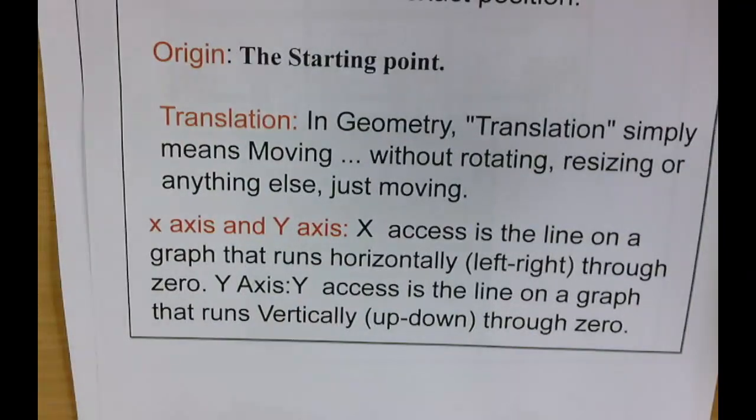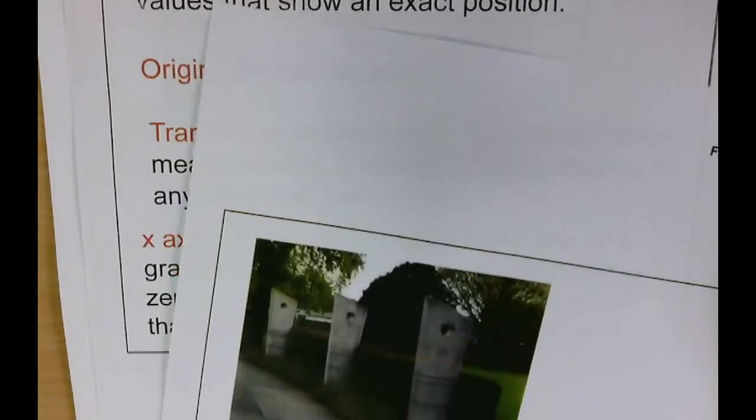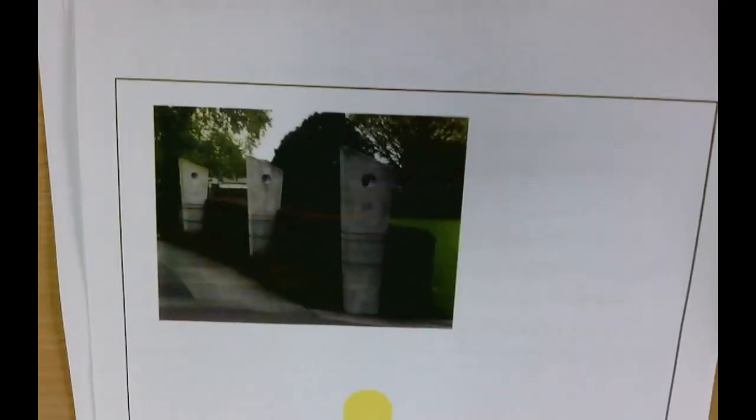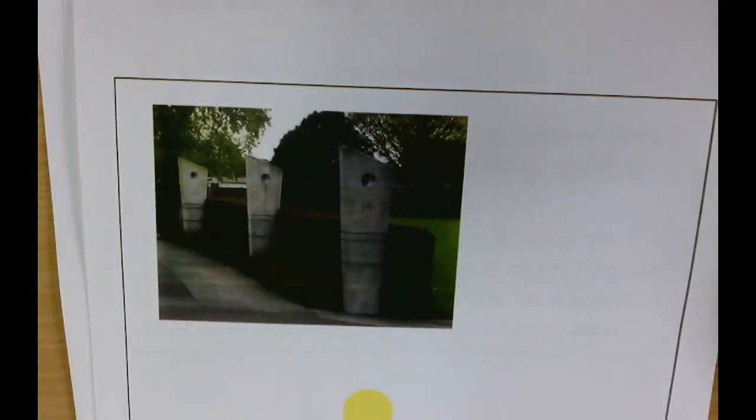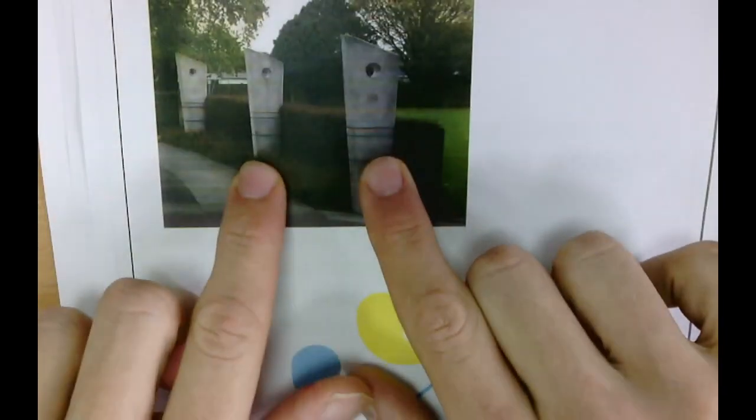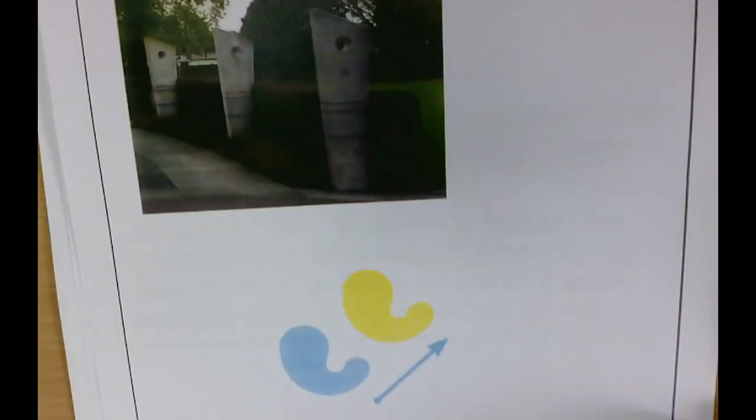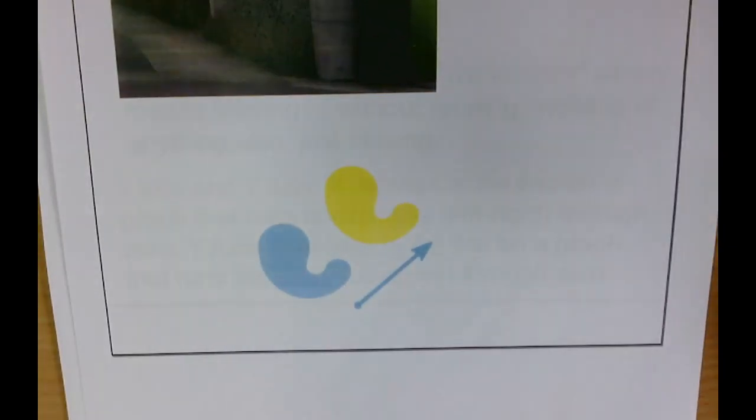I'll show you some examples here where we translate some images. Here's an example of a great translation of some wonderful architecture. See how the image is the exact same, but it moves? Here are some pictures of some beans that are being translated from one position to another.